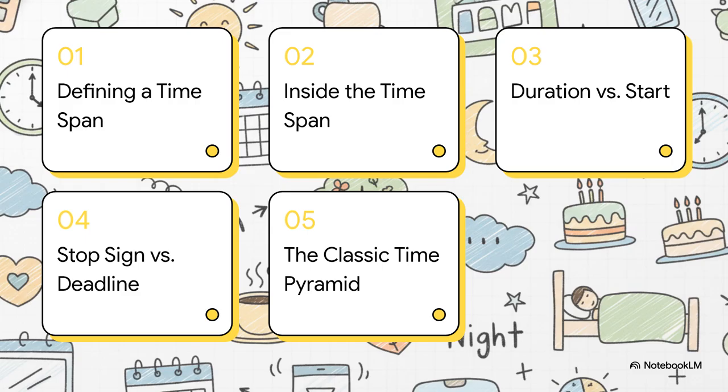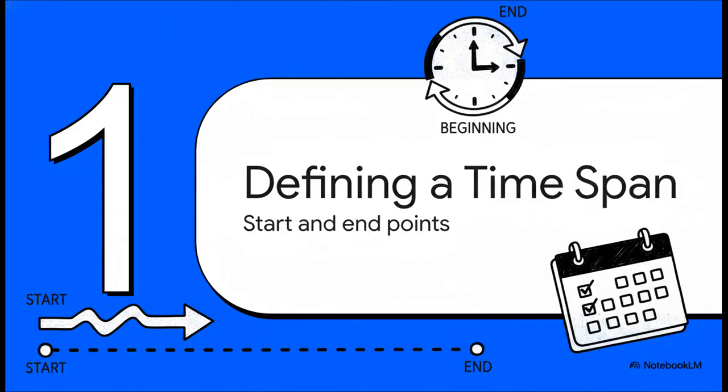So here's the game plan. First, we'll talk about defining a time span, then what happens inside that time span. We'll tackle the classic confusion between duration and a starting point. Think for versus since. Then we'll look at the stop sign versus the deadline. That's until and by. And finally, we'll wrap it all up with the classic time pyramid. Let's do this.